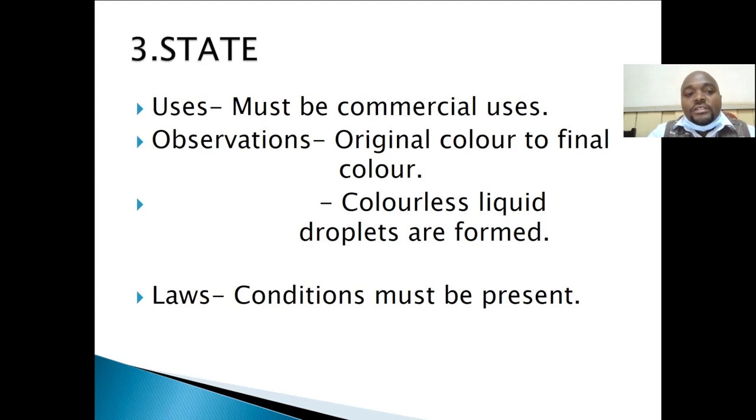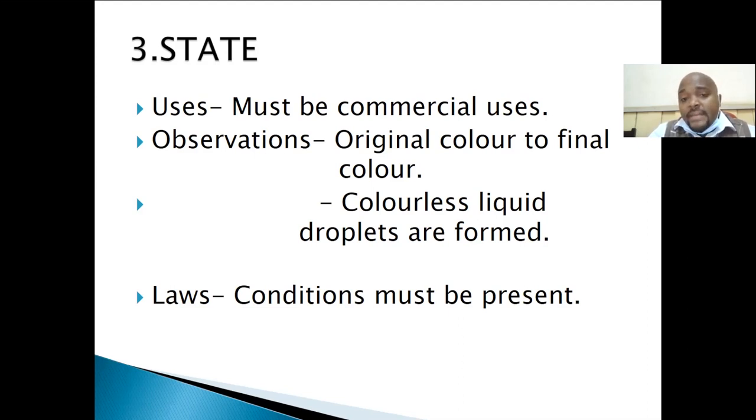Secondly, you can also be told to state the observation. When you are told to state the observation, you must talk about the original color to the final color, failure to which you will be penalized. For example, if you are passing hydrogen gas through copper 2 oxide, then you must say the black copper 2 oxide changes to a brown substance or a red solid. Don't say red brown, just talk about one color. In your book for chemistry paper 1, form 1, they talk about reddish brown. Talk about red solid or brown solid.